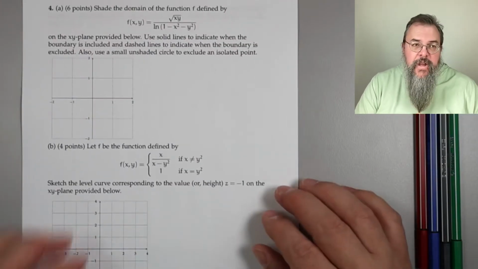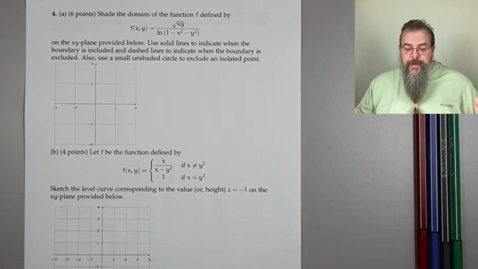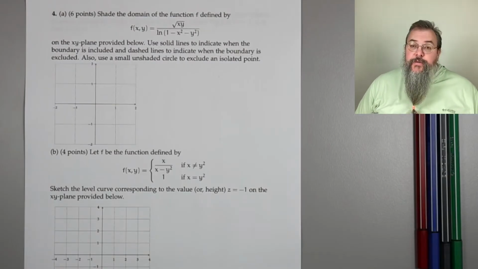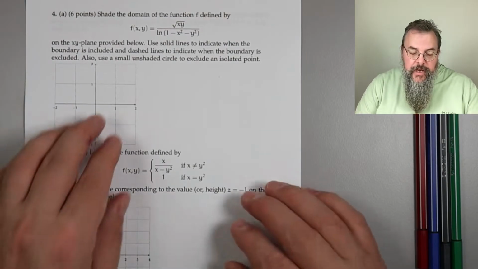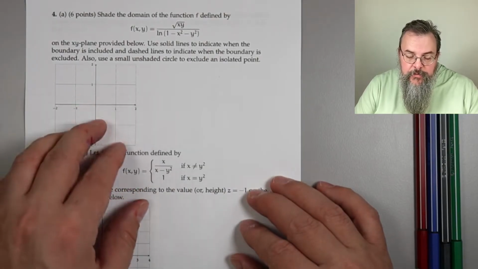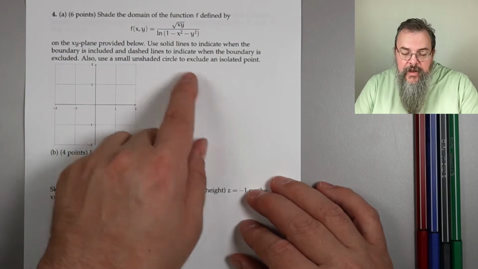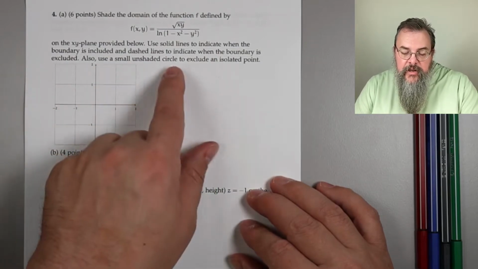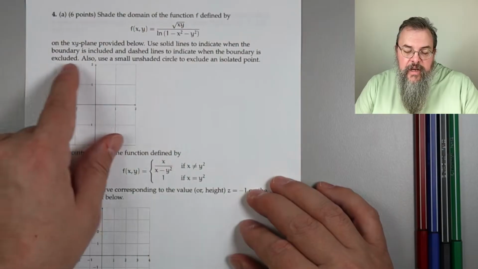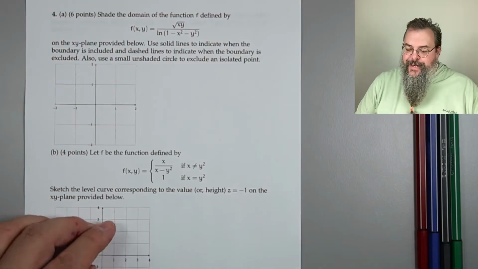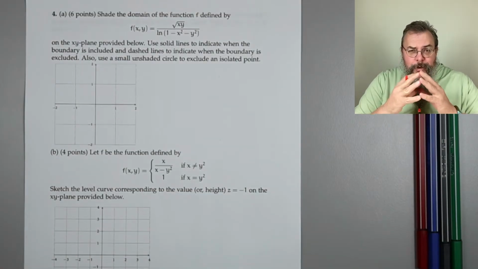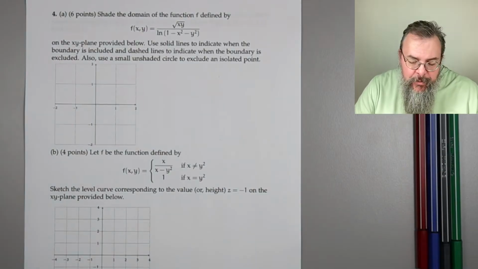Number 4. Shade the domain of the function f defined by f of (x, y) is root of xy log of 1 minus x squared minus y squared. We need to use the xy plane provided below. Use solid lines to indicate where the boundary is included and dashed lines to indicate where the boundary is excluded. Also use a small unshaded circle to exclude an isolated point. Okay, will there be an isolated point? I suspect there might be.